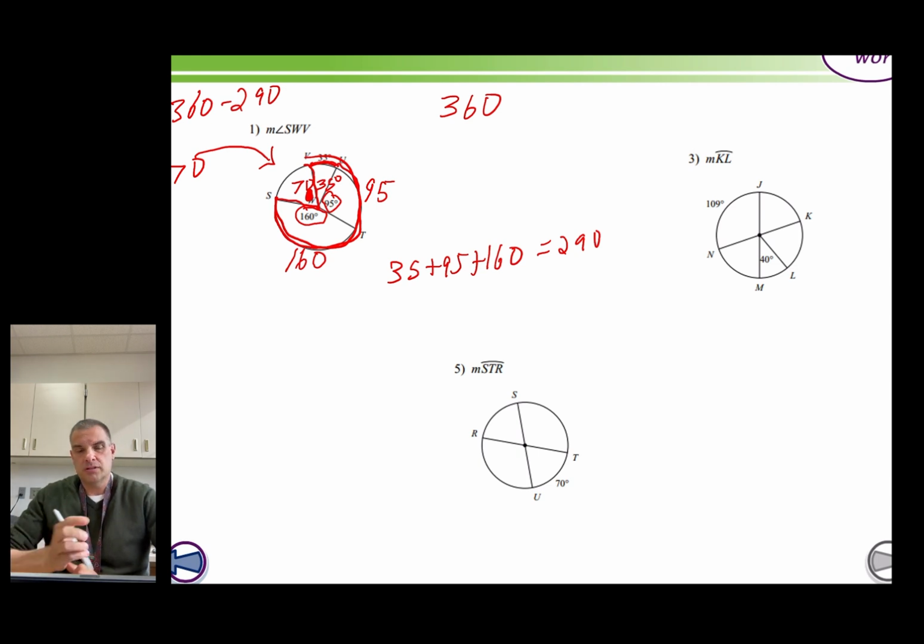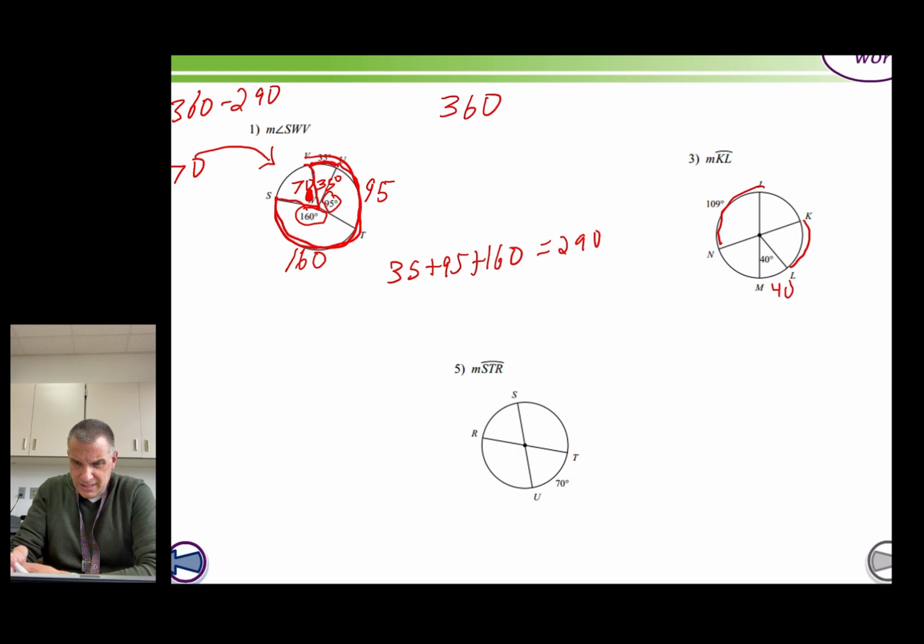Okay, let's look at number 3. Number 3, it wants us to find KL. Okay, so it wants us to find that arc right there. Well, we know this is 109 from J to N. The central angle is 40, so we know this is 40. Let's see, what else do we know?